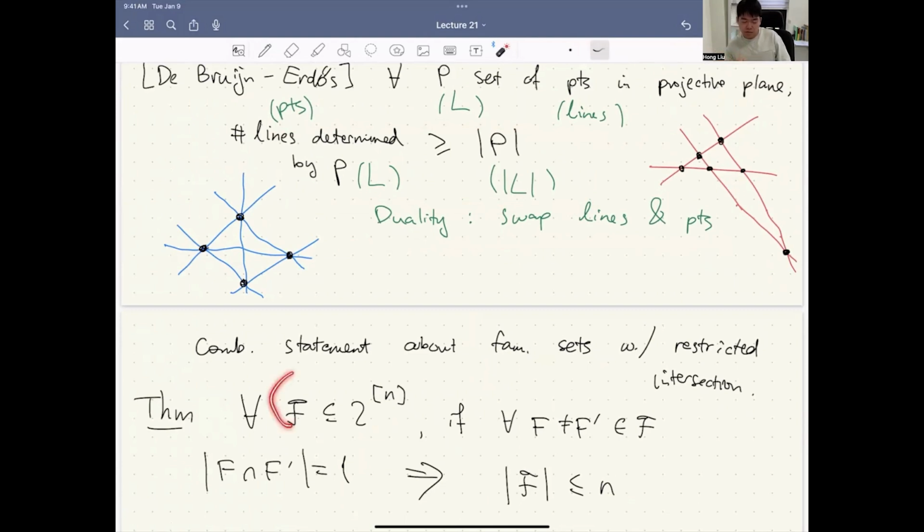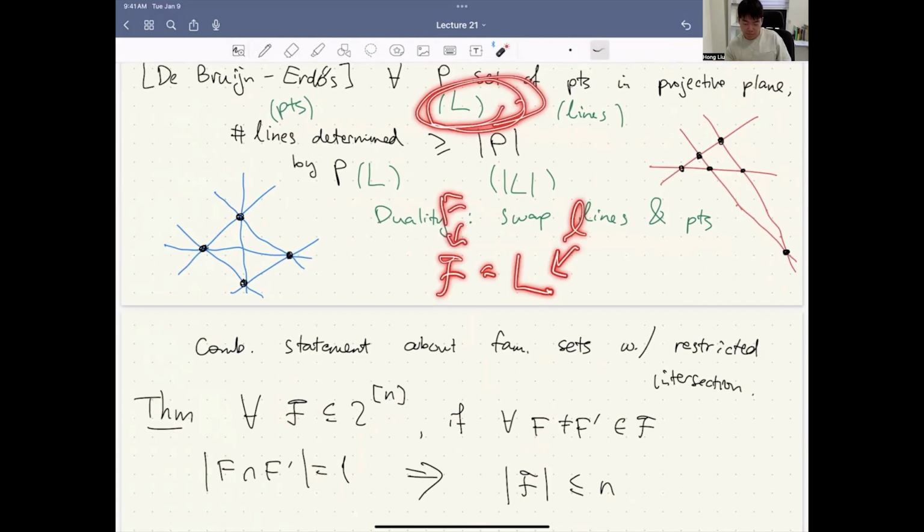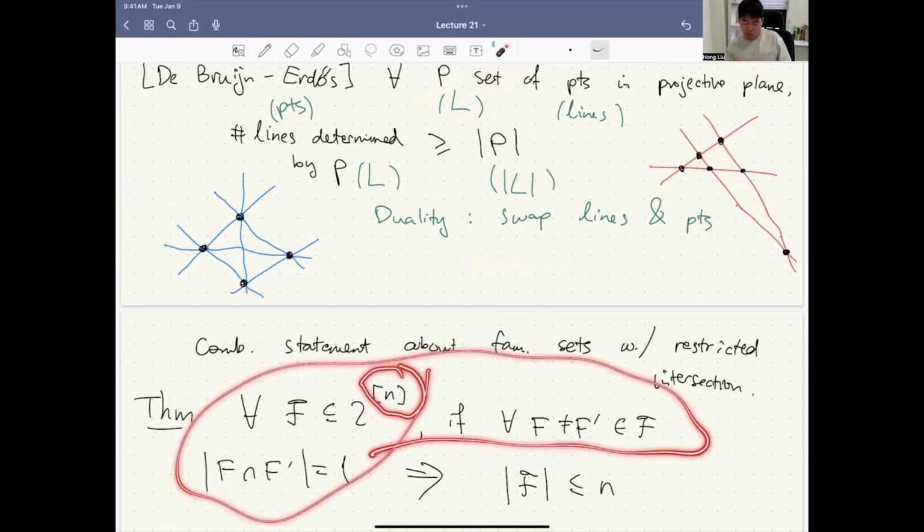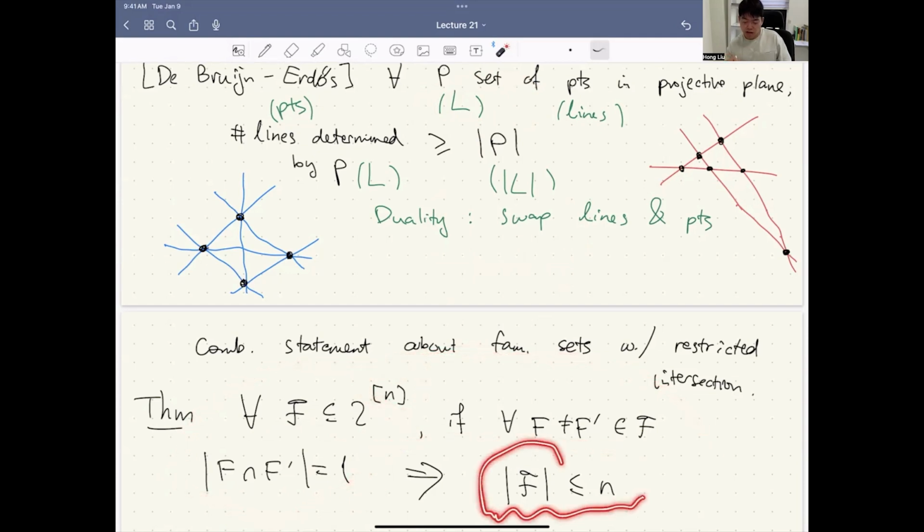Because now let's think of the sets in F. These sets in F are the lines in L. So you think of F to be L, and the lines in there are the sets in here. What do we know? Every pair of sets intersect at exactly 1 point. So every 2 lines in our projective plane determine exactly 1 point that satisfy the hypothesis, on the ground set of size n.